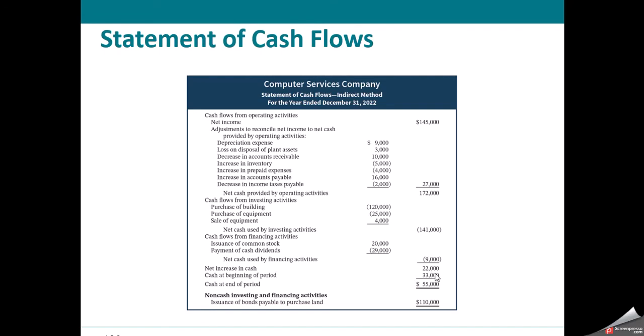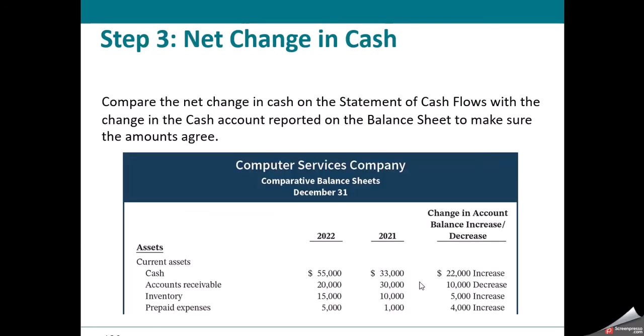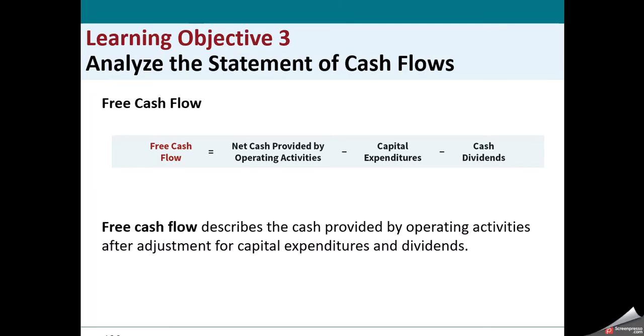We have cash at the beginning of the period and cash at the end of the period, and these should all tie to our balance sheet. So then if we look back over here, it does. Our balance sheet shows a $22,000 increase in cash, our end of the year balance and our beginning of the year balance. So then when we analyze that, the textbook shows us this free cash flow formula.